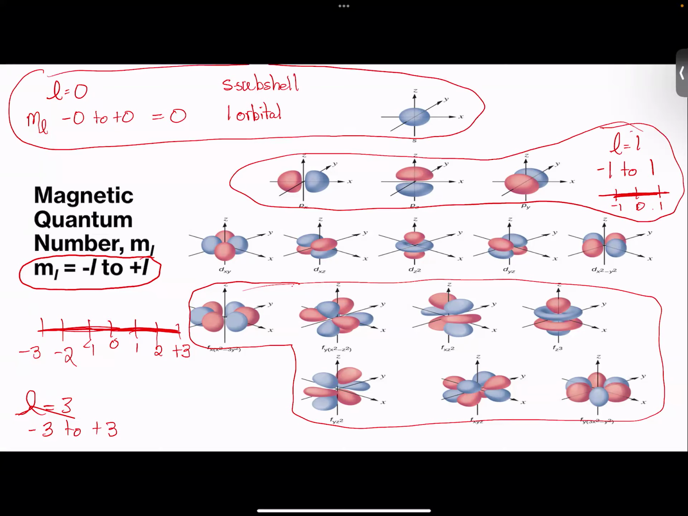Questions? So in other words, m sub L, folks, really is telling you, while it's a magnetic quantum number and it tells you where on the XYZ coordinate plane the orbital resides, it's also telling you how many orbitals can be in a particular subshell.